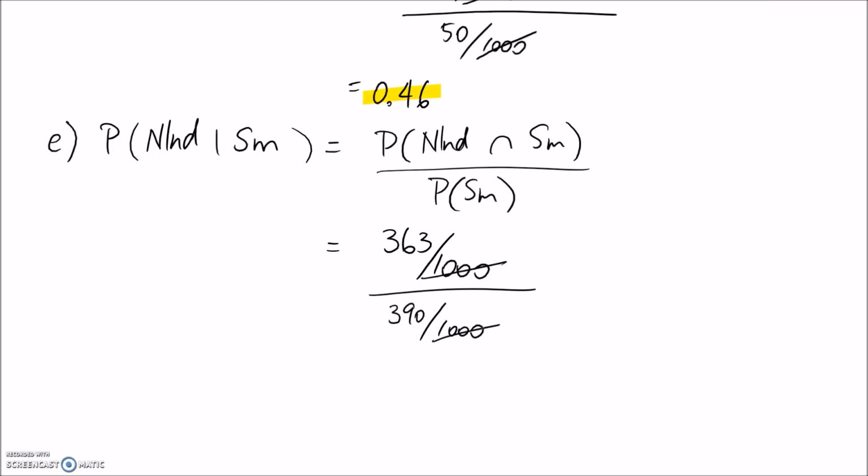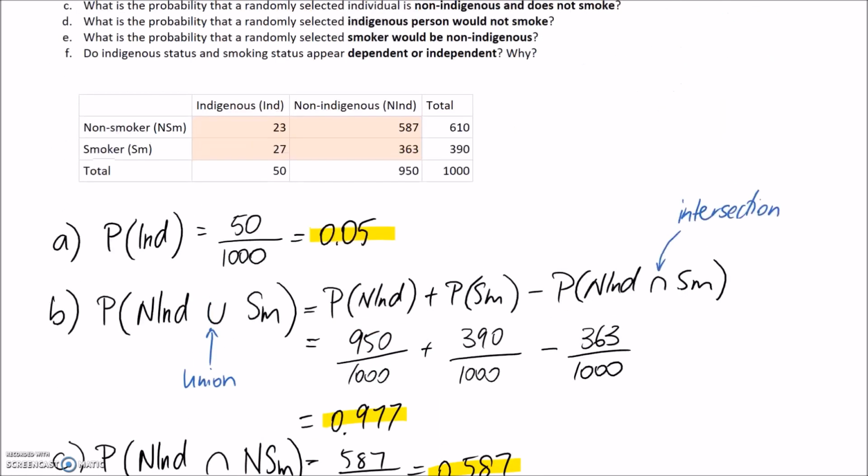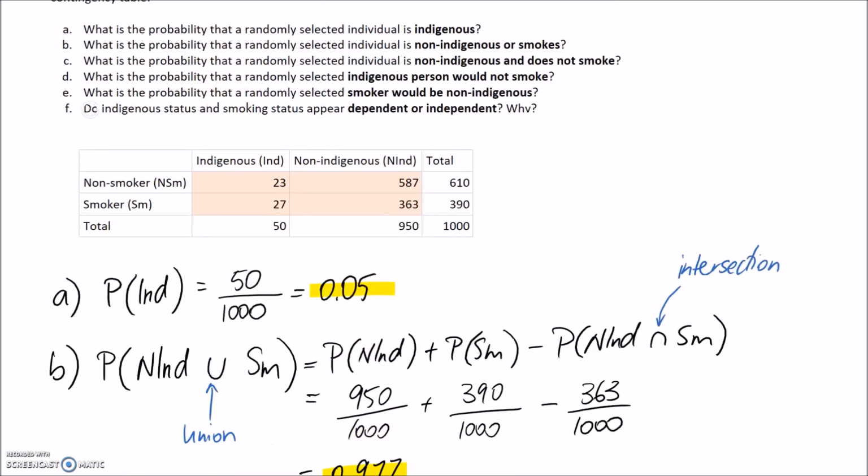So again, these 1,000s are going to cancel with each other, and we're left with 363 over 390, and as a decimal that's about 0.931. Alright, so I think we just have one left, which is part F. So part F is asking us, do Indigenous status and smoking status appear dependent or independent, and why?